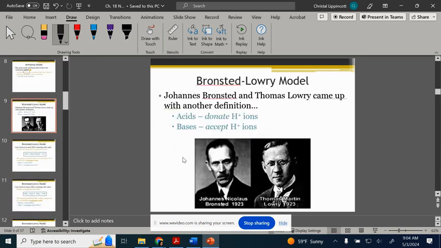In the 1920s, though, Bronsted and Lowry came up with another definition. And they said that the acids would donate hydrogen ions and the bases are going to take them. So one is a donor and one is an acceptor.